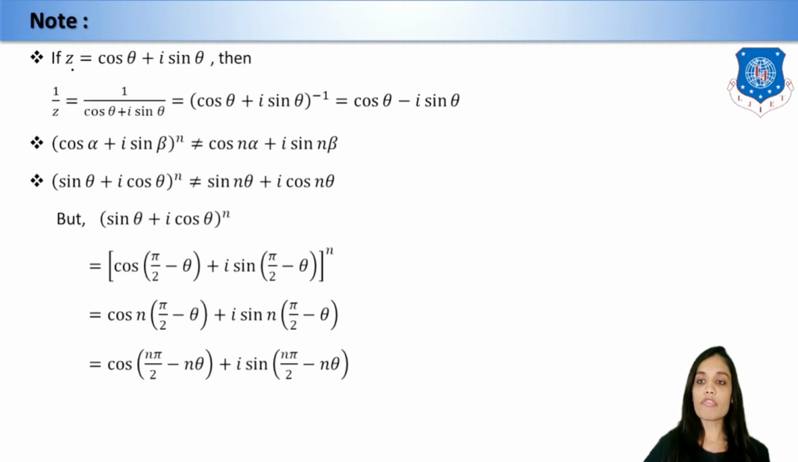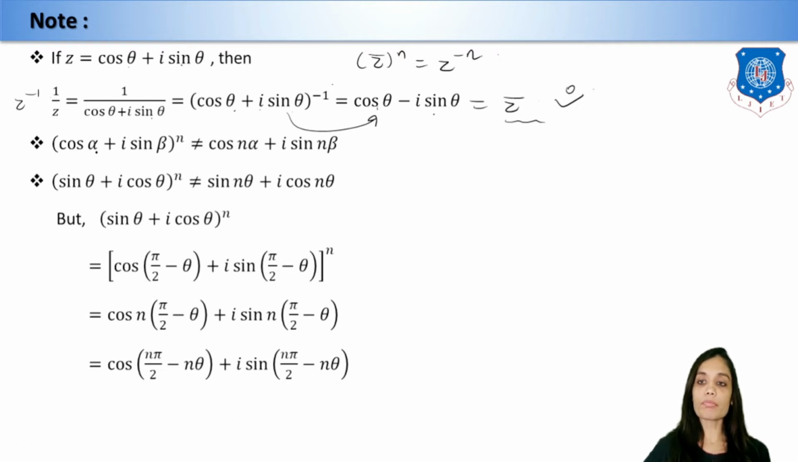Now let us study a few remarks. If z is equal to cos theta plus i sin theta, then 1 upon z will be equal to 1 upon (cos theta plus i sin theta). Now this can be written as (cos theta plus i sin theta) whole raised to minus 1, using the property we just studied. So this can be written as cos theta minus i sin theta, which is equal to z bar. We derived this using z bar whole raised to n is equal to z raised to minus n. You can see here z raised to minus 1 is equal to z bar. So this is an important criterion.